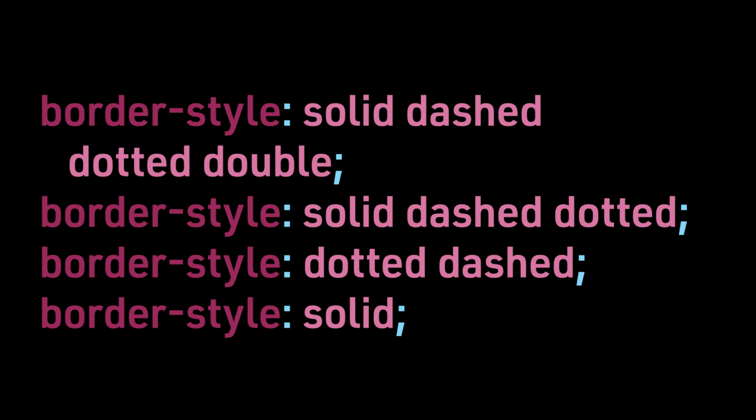With 4 values, the top border is solid, right border is dashed, bottom border is dotted, and left border is double. With 3 values, the top border is solid, the right and left borders are dashed, while the bottom border is dotted. With 2 values, the top and bottom borders are dotted, while the right and left borders are dashed. With 1 value, all borders are solid.